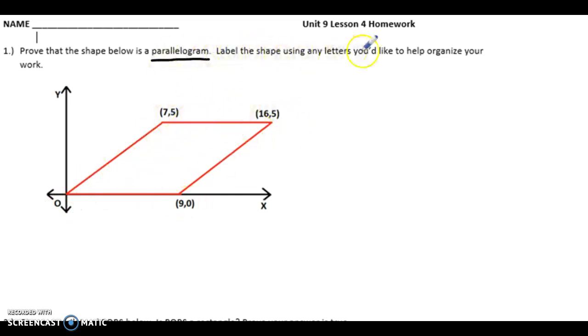It says label the shape using any letters you'd like to help organize your work. So I'm going to go with FROG, F-R-O-G. And I want to find the slopes of all of those sides. I'm going to start with the slope of FR. Since it's a completely horizontal line, its slope is going to be 0. And I'm going to do the slope of GO as well. It's also a horizontal line whose slope is 0.